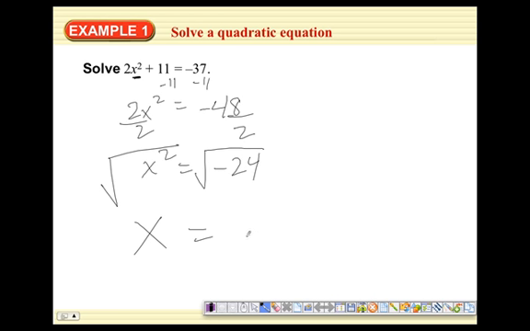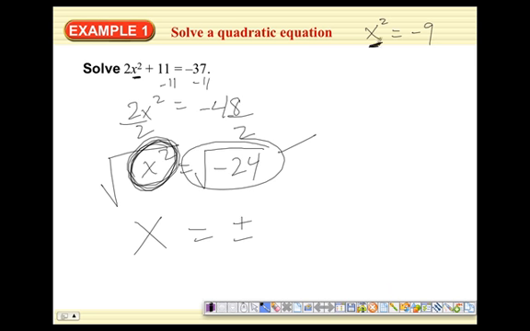People forgot that. I emphasized that. I said, don't forget. Still, I knew it happened. Plus or minus, right? As soon as you square root x squared, I know there's two answers. Plus or minus. Now, how do you break this down? That's the new part of today. How do you break down the square root of negative 24? Let me write this down. How could you solve this? x squared equals negative 9. What value of x could you put in here to give you negative 9 out here?